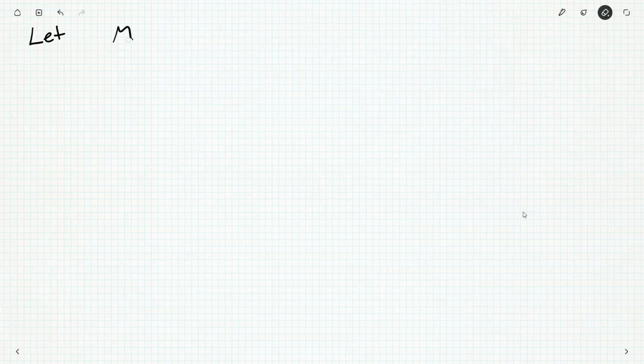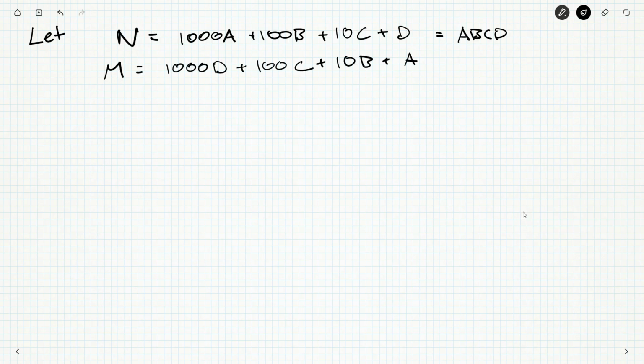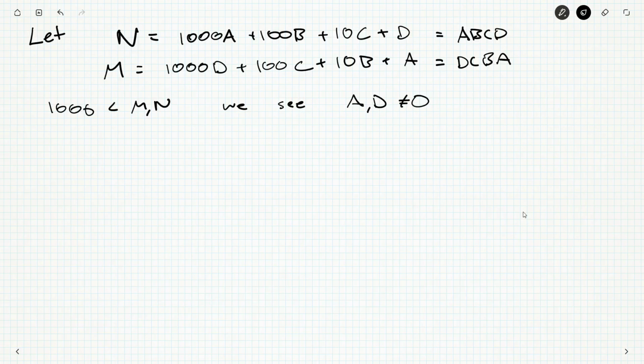Let n equal 1000a plus 100b plus 10c plus d, and I'm going to choose to just write that as a, b, c, d. M is then 1000d plus 100c plus 10b plus a, or we could write d, c, b, a. Now since 1000 is less than both m and n, we see a and d are not 0. A can't be 0, otherwise n would just be in the hundreds, and d can't be 0, otherwise m would be less than 1,000. It would be somewhere in the hundreds.